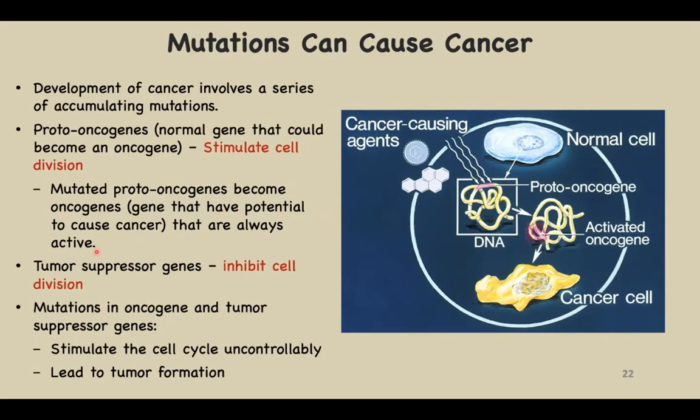So another one, kalau tumor suppressor gene ni selalunya gene P53. Dia inhibit the cell division sepatutnya. Tapi bila there's a mutation happen dekat tumor suppressor gene ni, dia stimulate the cell cycle uncontrollably. Dia tak suppress dah. Dia tak inhibit. So this can lead to tumor formation. Okay, so these two genes yang usually involved with cancer. They are the cancer causing agents. Okay, oncogene and tumor suppressor gene.